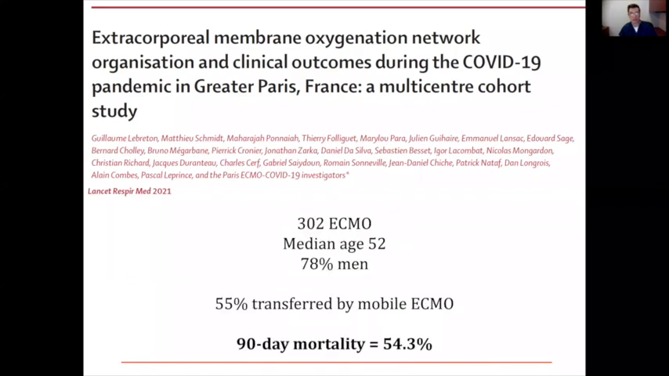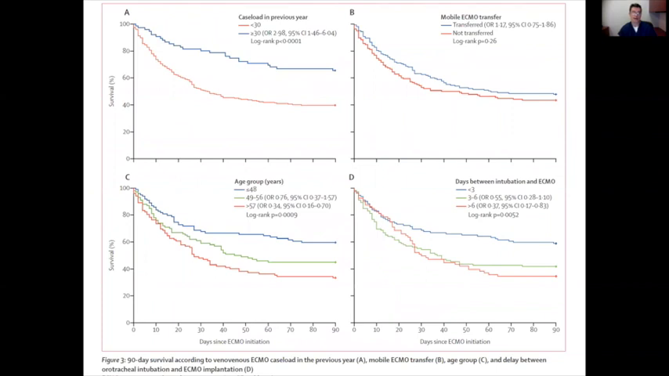All told, they had 302 ECMO patients, median age of 52, mostly men, which we're seeing in all the studies. 55% were transferred by mobile ECMO, and the 90-day mortality was 54.3%, which is higher than we saw in the others because now you're combining 17 different ICUs, including some with less experience.